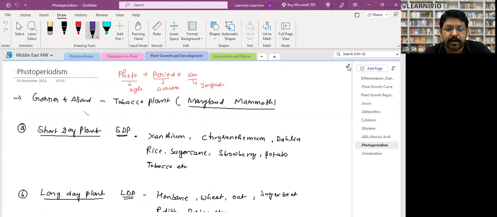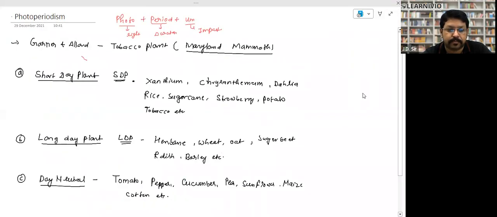Now, what is photoperiodism? Photo means light, period means duration, ism means impact. So the impact of duration of light is called photoperiodism. I have broken down this word, photoperiodism. So photoperiodism is nothing but the impact of light duration, right?